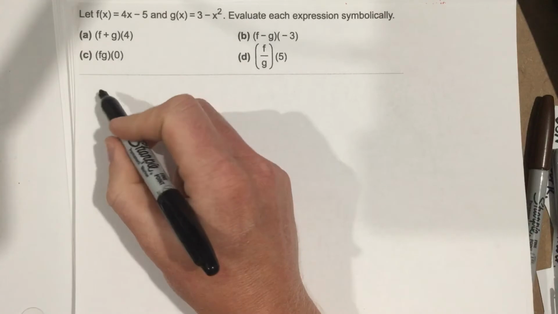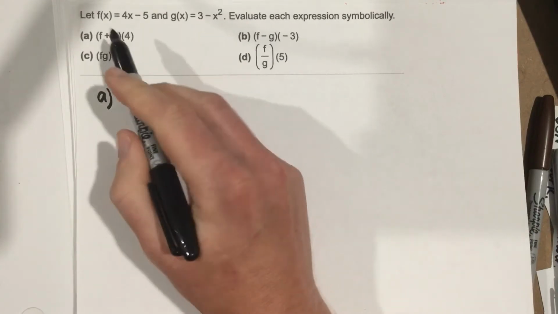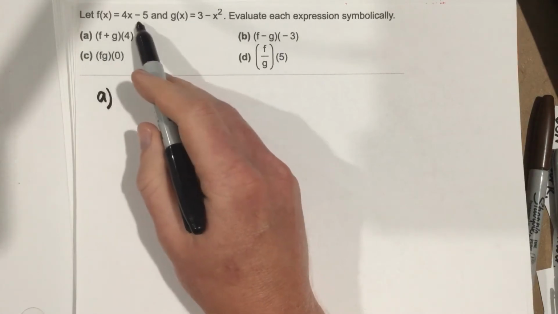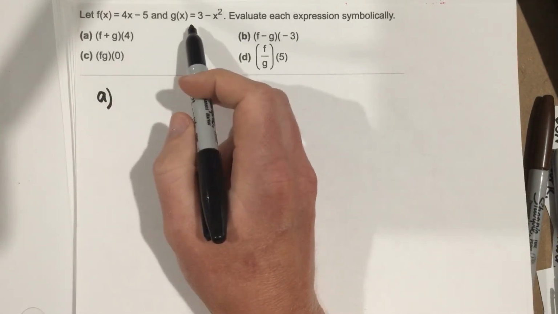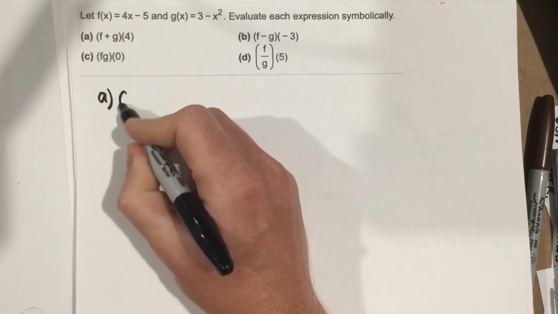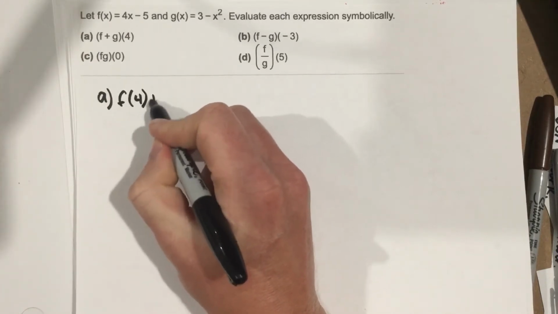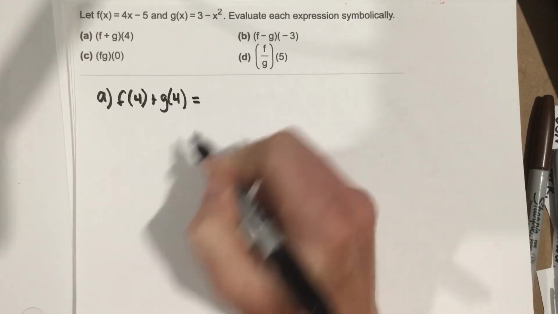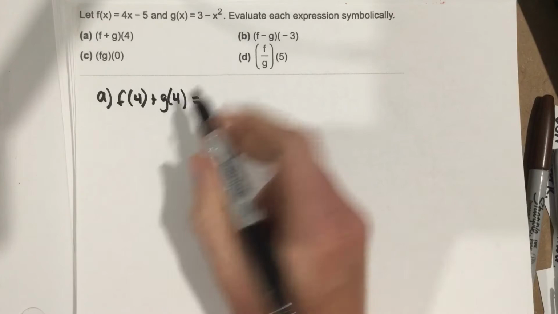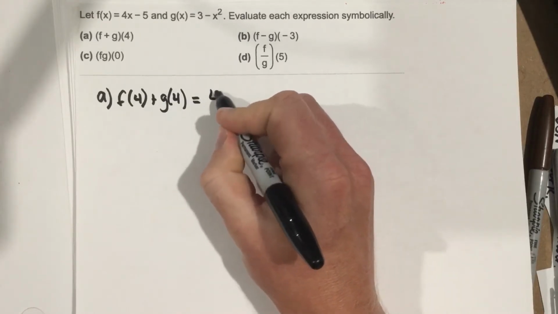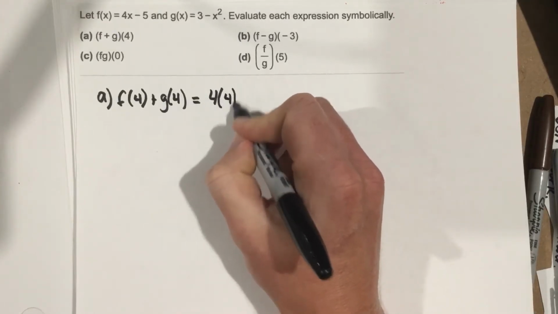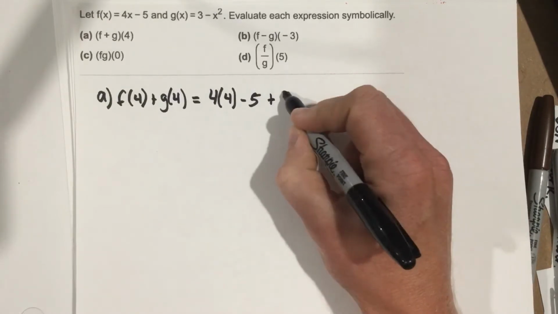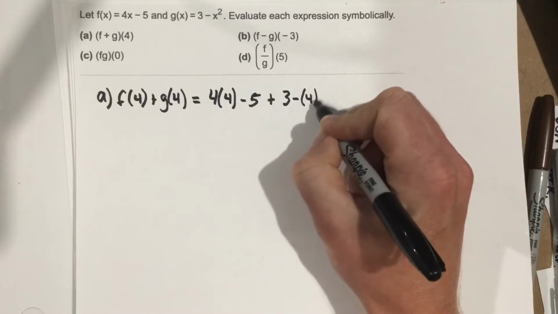It means let's take f plus g of 4. That means let's take the f and g function and either combine them together using addition, or we can do f of 4 plus g of 4. Either one. So f of 4 plus g of 4 would give us 4 times 4 minus 5 for the f function, plus the g function, which is 3 minus 4 squared.